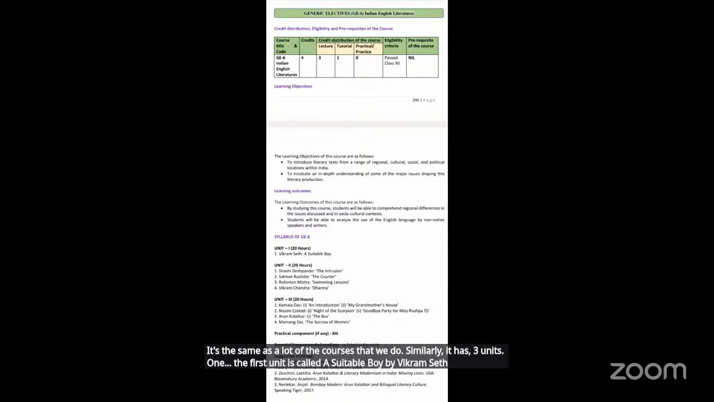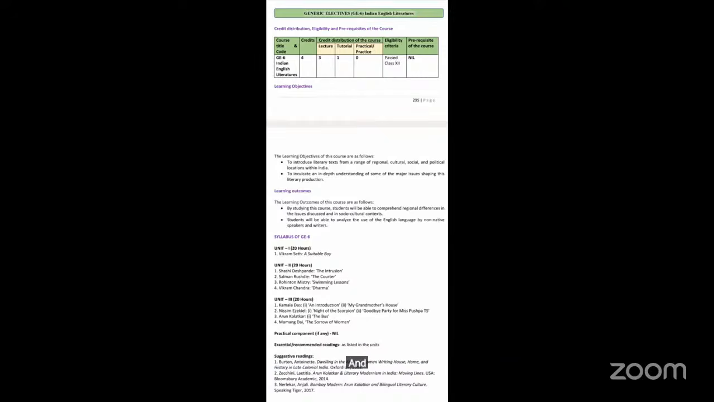This is a novel which was published in 1993, but it's a very, very long novel, though also very enjoyable. It is set close to independence, and through the romantic choices of the protagonist, it talks about how India comes into independence and eventually becomes a beautiful nation. Then unit 2 deals with short stories. It has Shashi Deshpande's Intrusion, Salman Rushdie's The Free Radio, Rohinton Mistry's Swimming Lessons, and Vikram Chandra's Dharma.